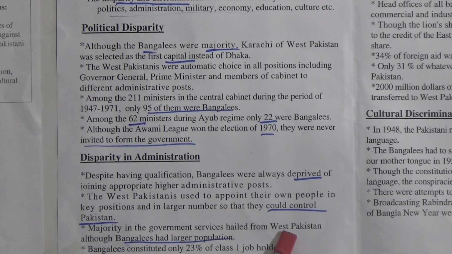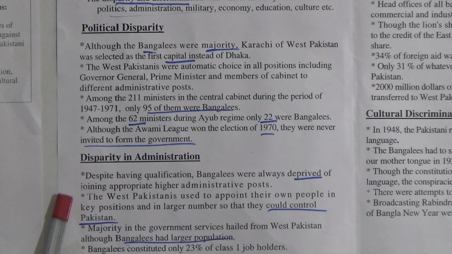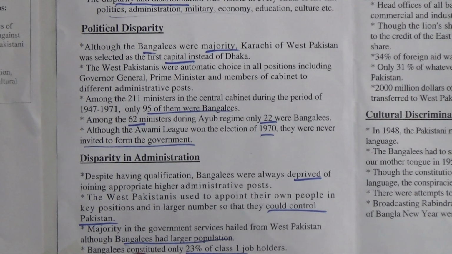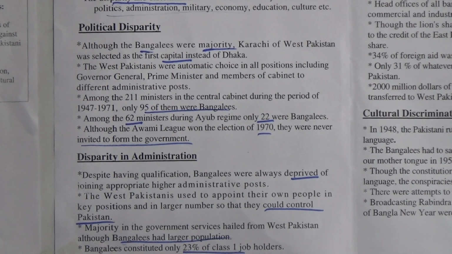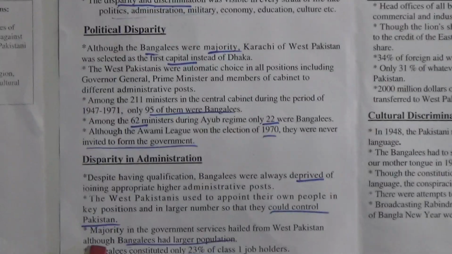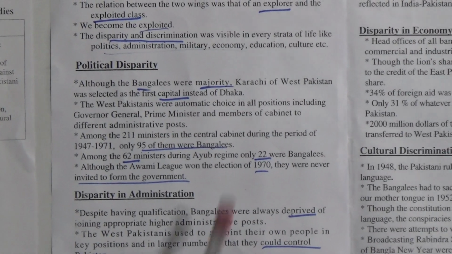This is another disparity. My dear students, disparity and discrimination are the same word. Don't be confused. Disparity and discrimination are similar words. Both the words are used in your text. Next, Bengalis constituted only 23% of first class job holders. So Bengalis gained only 23% of first class job holders. This is another disparity or discrimination.